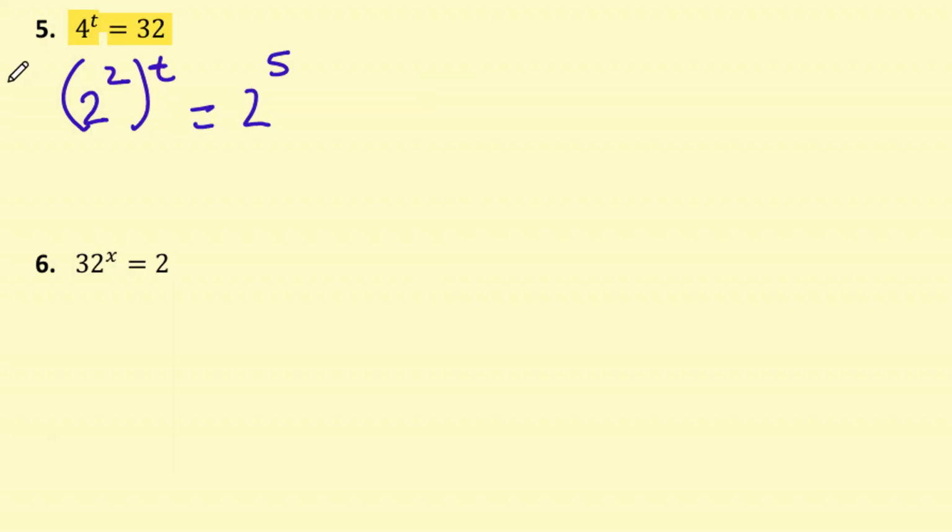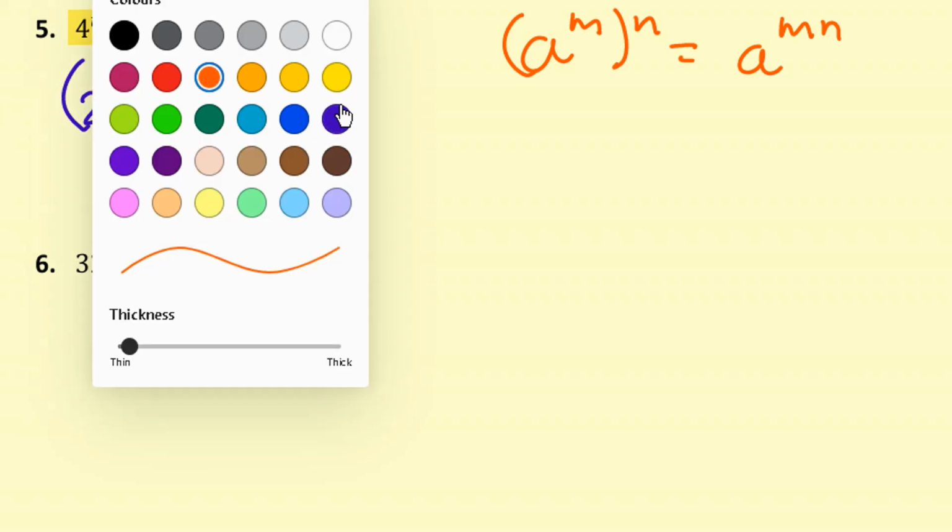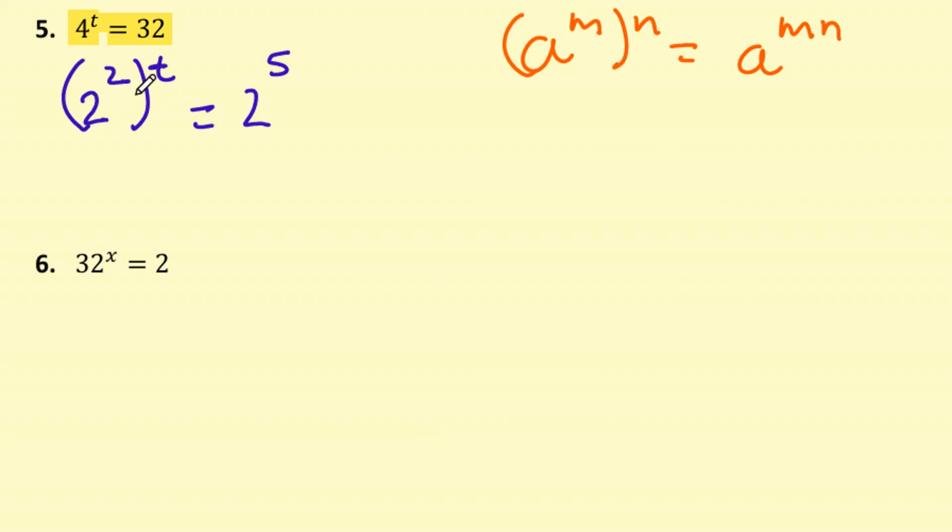Now remember this exponential law: a to the power m all to the power n equals a to the power of m times n, or a to the power of mn. So when we have brackets, we can multiply the powers. Applying this law to the left-hand side of the equation, because we have brackets, we can multiply the powers. So 2 to the power of 2t equals 2 to the power of 5.